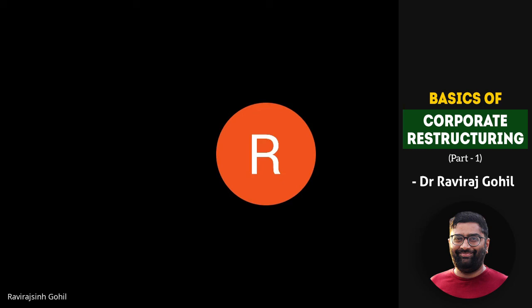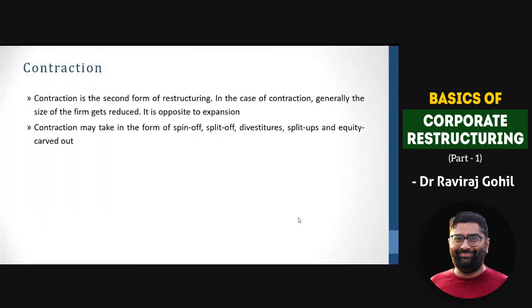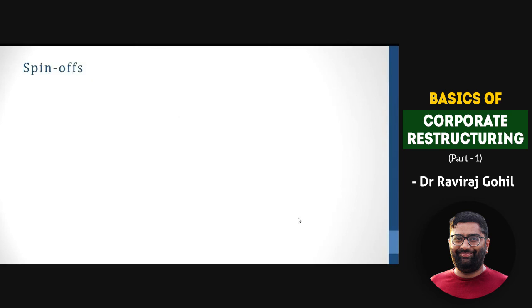Okay, so let's now move on to contraction. What is contraction? Contraction is a second form of restructuring. In case of contraction, generally the size of the firm gets reduced. So it is opposite to expansion. Now, contraction may take the form of a spin-off, a split-off, divestitures, split-ups, and an equity carve-out. So let's first try and understand.